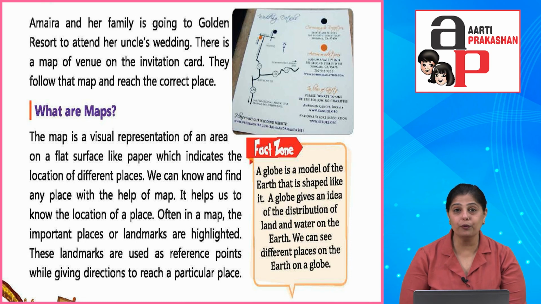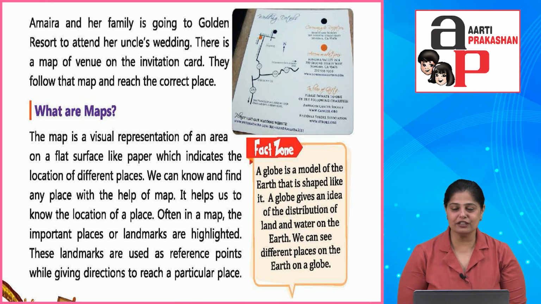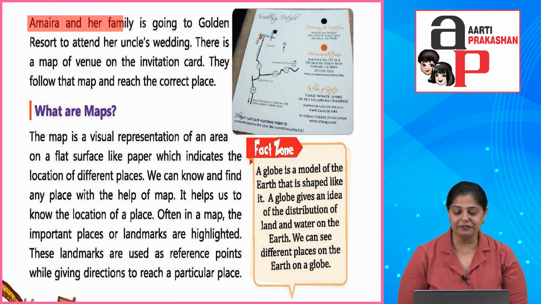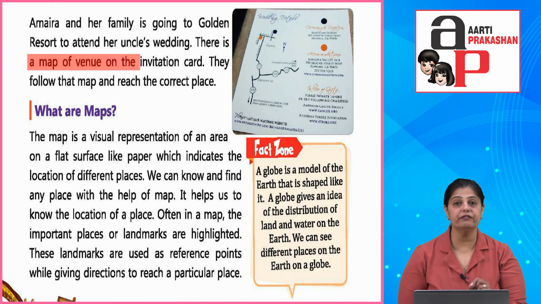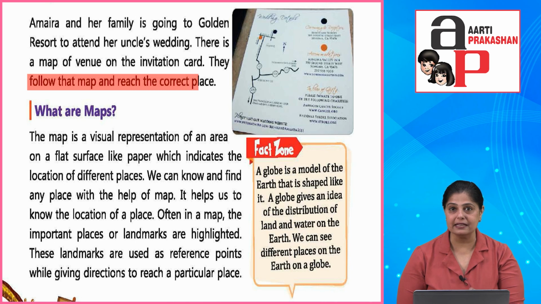Alright, now what you can do is, for that, you can visualize the map of India. Okay. तब आपको समझेगा कि आपके राइट में क्या आता है. ईस्ट में क्या आता है, कोलकाता आता है, बंगाल आता है. आप फिगर आउट करो नॉर्थ कहाँ है, साउथ कहाँ है और वेस्ट क्या है. Alright, now I've already given you sufficient hint. Amira and her family is going to Golden Resort to attend her uncle's wedding. There is a map of venue on the invitation card. They follow that map and reach the correct place.